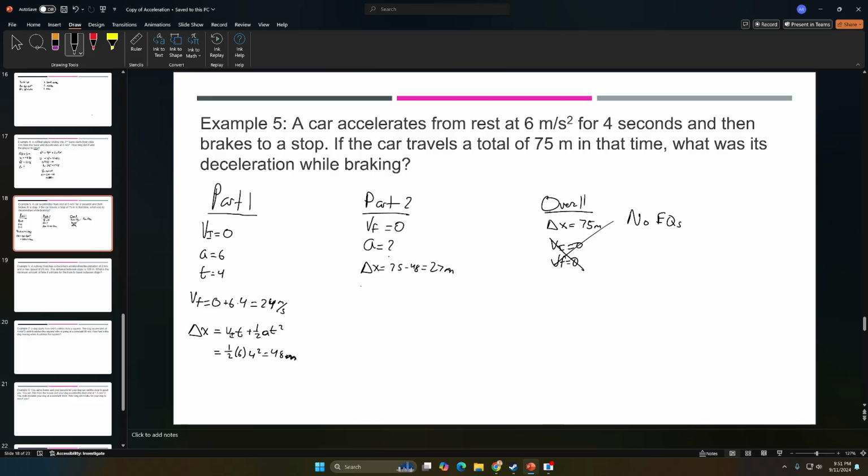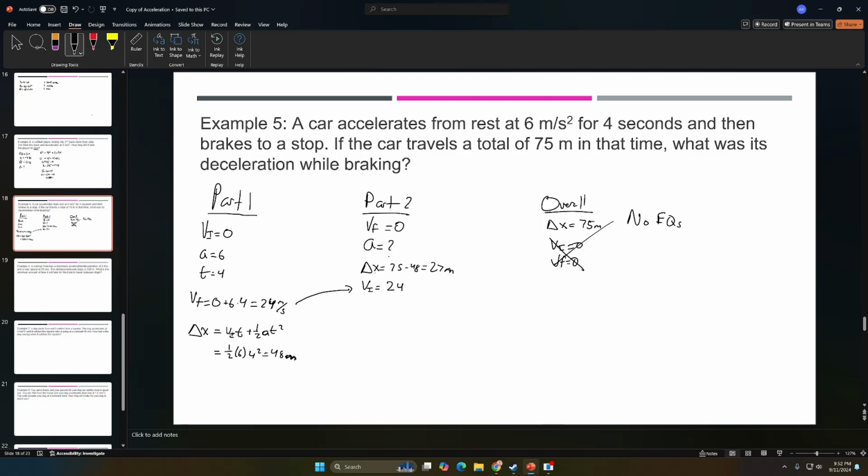The second thing here is we actually know what the initial velocity is. The initial velocity of part two, like part two starts right after part one ends. So whatever's happening at the end of part one becomes the beginning of part two. This is actually a really important thing that's going to show up a bunch. We're going to come back to it several times over the course of the year. But this final velocity here becomes the initial velocity here. And now we have three variables.